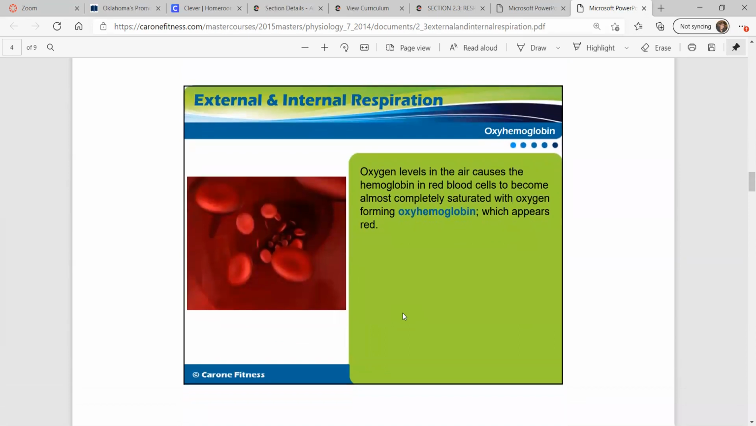Oxygen levels in the air cause the hemoglobin in your red blood cells to become almost completely saturated with oxygen. And that forms oxyhemoglobin. So you take oxygen, you add hemoglobin, you get oxyhemoglobin. And that appears red.